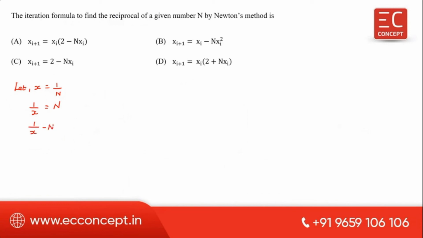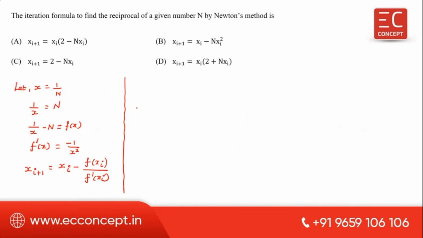1/x − n = 0. Now f(x) you can take as this, so f'(x) = −1/x², that is the differentiation of this one. Now we know that x_{i+1} = x_i − f(x_i)/f'(x_i). So this is the Newton-Raphson formula. Now you have to plug all values into this so that you will get the answer.